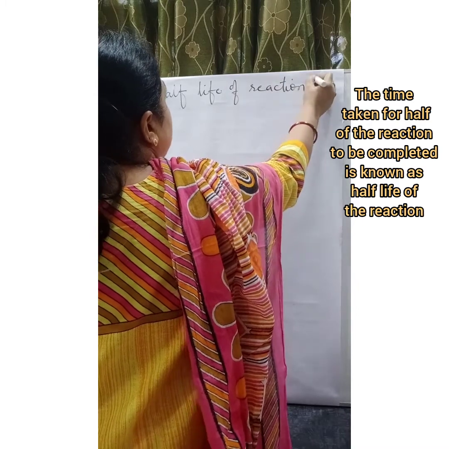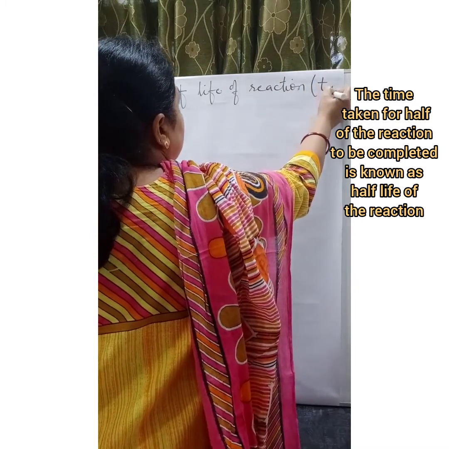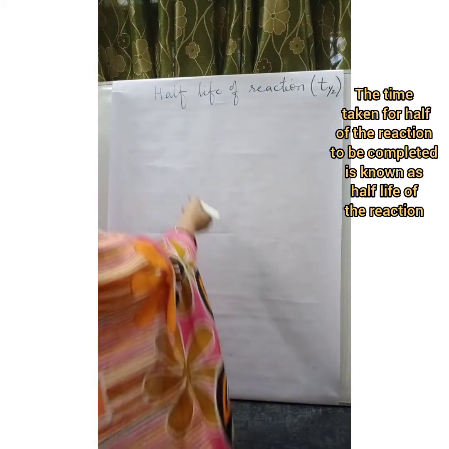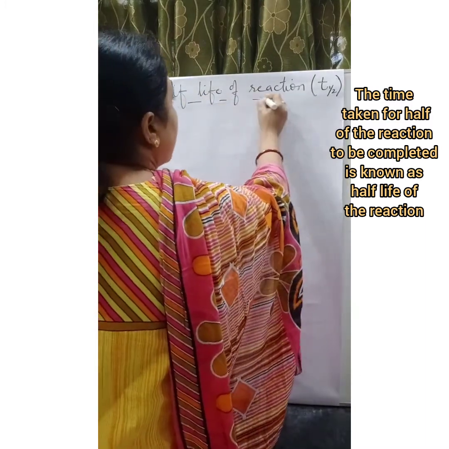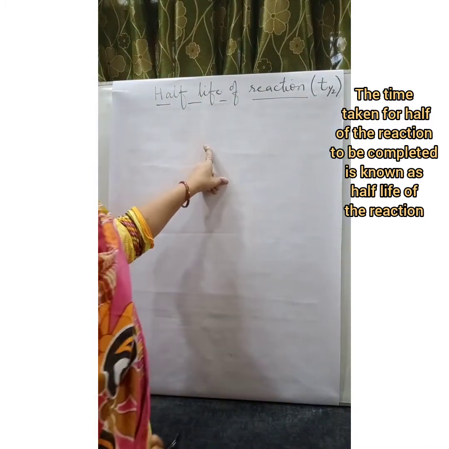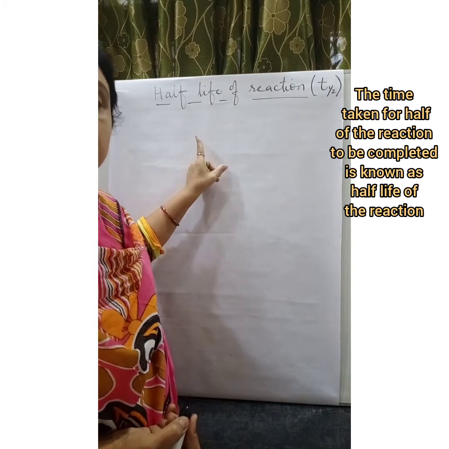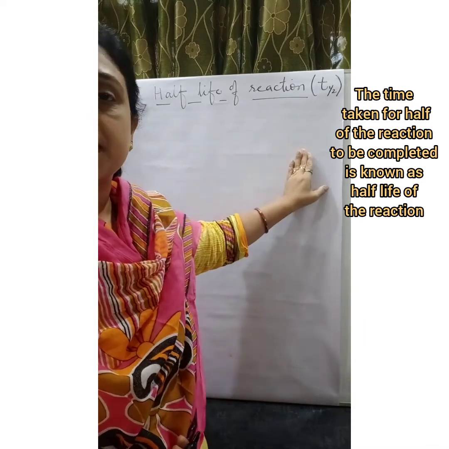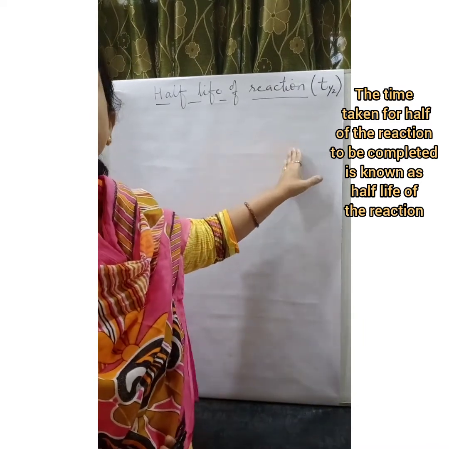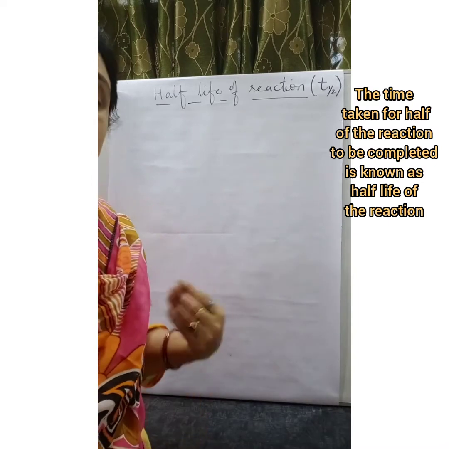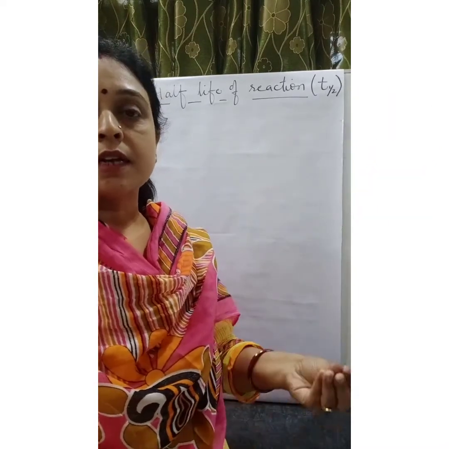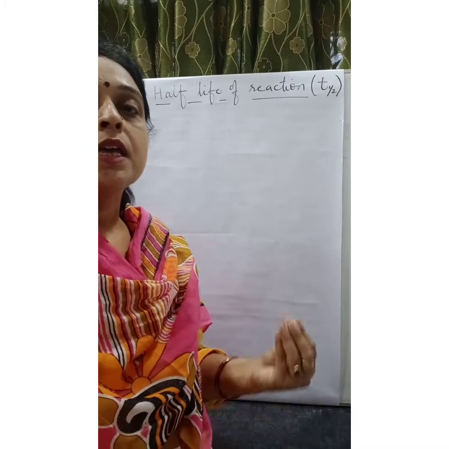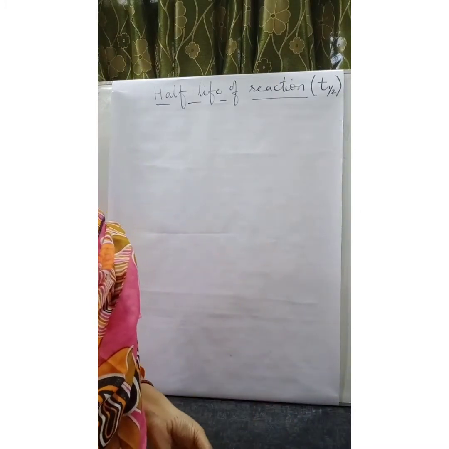It is denoted by tau half. We can also call it T half. Now, what do we mean by half-life of the reaction? As the name suggests, the time taken for half of the reaction to be completed is known as half-life of the reaction. That means in simple words, the time required for 50% of the reaction to be completed is known as half-life of the reaction.